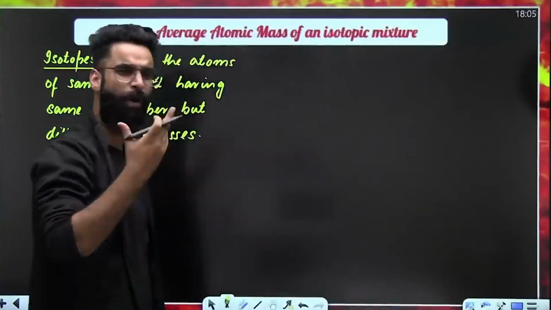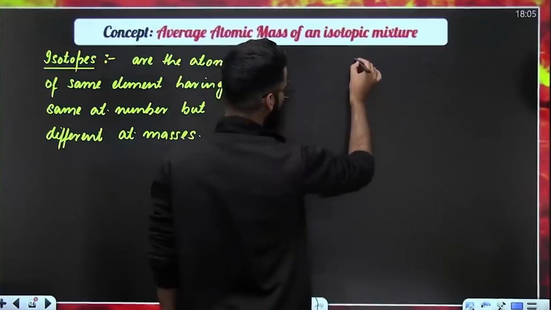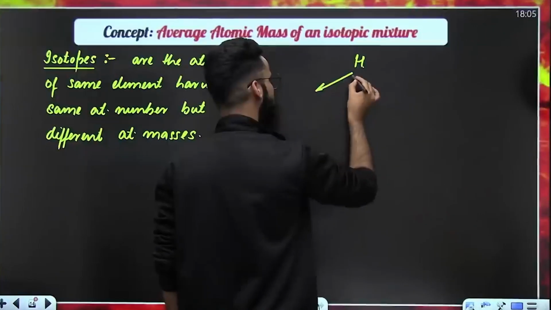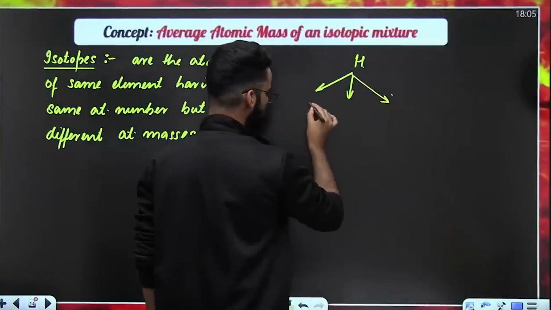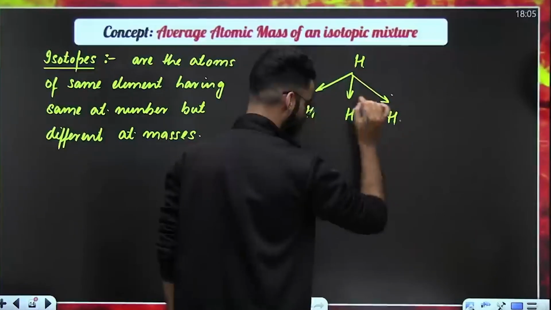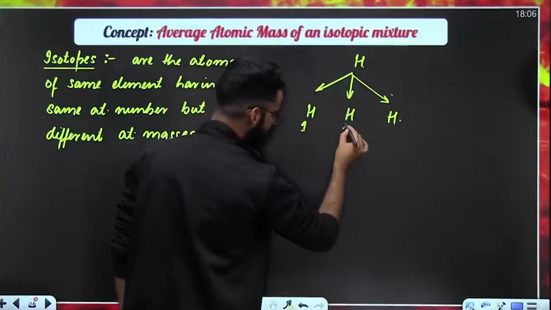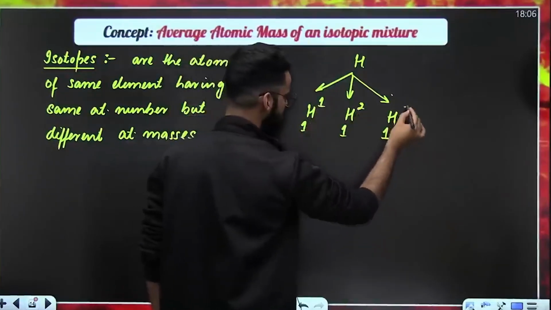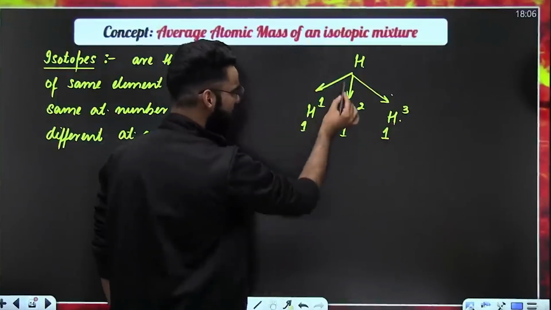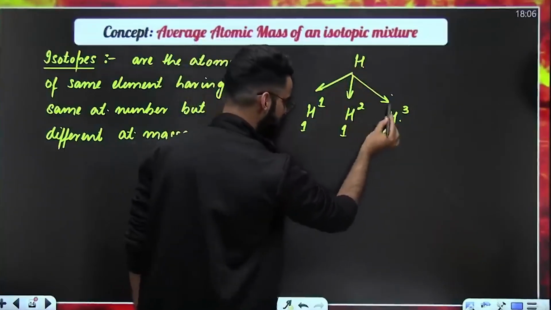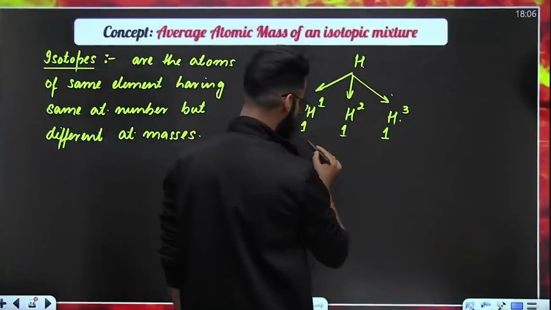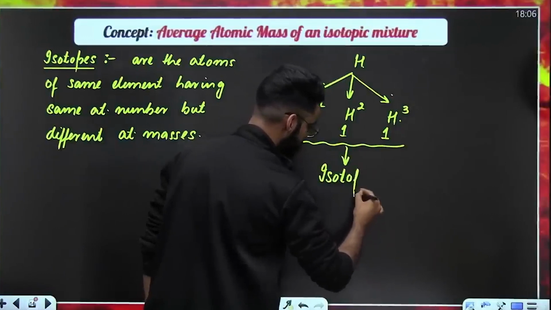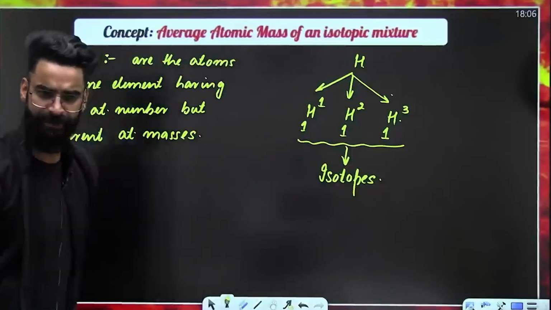Now guys, what does it mean exactly? If you talk about hydrogen, every one of you must be knowing hydrogen has got 3 atoms which have got the same atomic number, but their atomic masses are different. This is 1, this is 2, this is 3. Can I say these are the 3 atoms of the same element which have got same atomic number but different atomic masses? Absolutely. So I'll be calling these 3 atoms the isotopes of hydrogen.